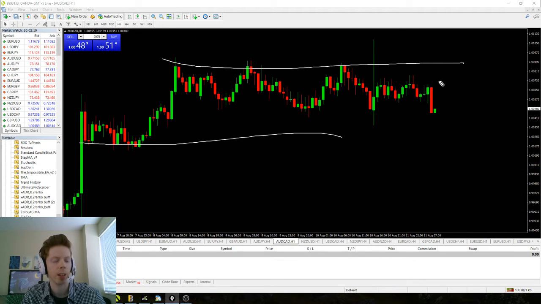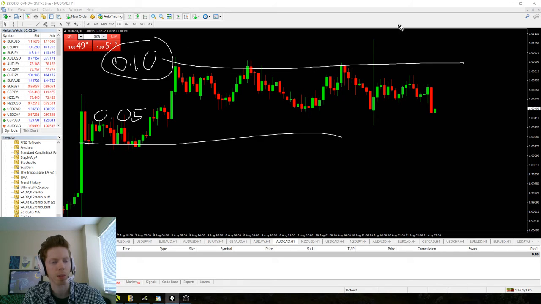But since I had risk of 0.1 lots up there and a risk of 0.05, I lost 20 pips overall, but I came out at basically break even because the risk on the top order was higher.